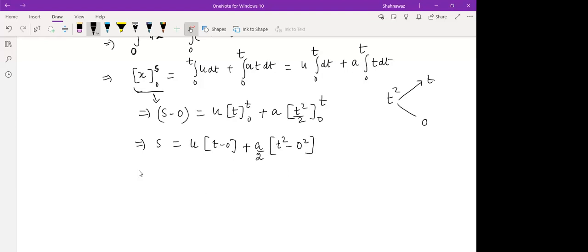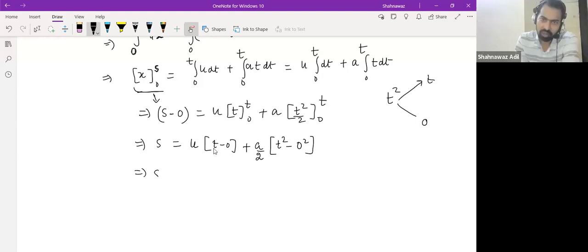So let us just solve this. This is ut and this is at and this is t square. So we get what? We get ut plus half at square. This is our second equation.